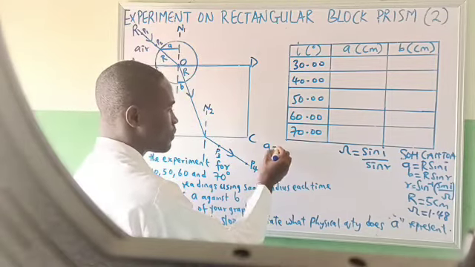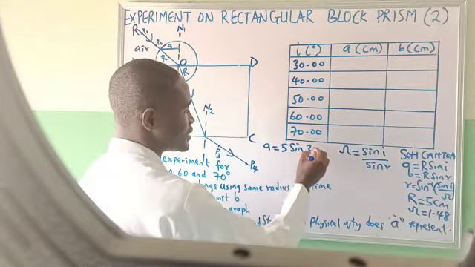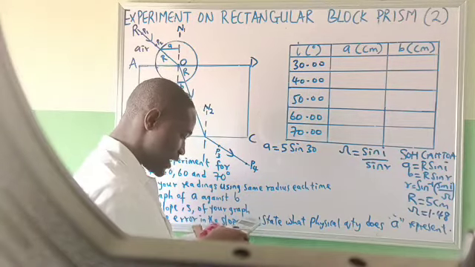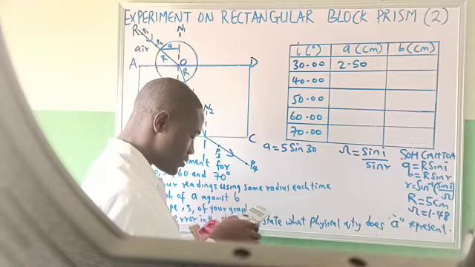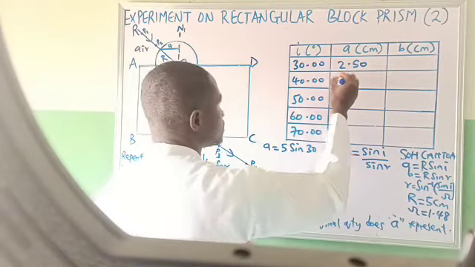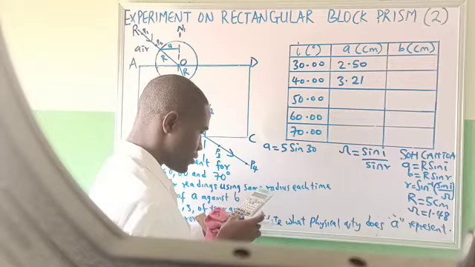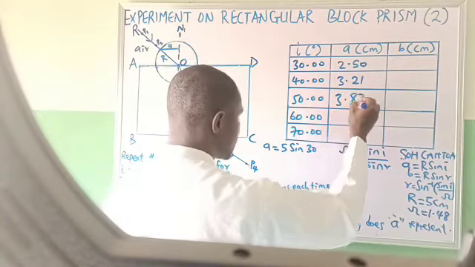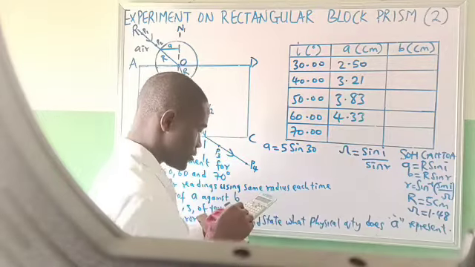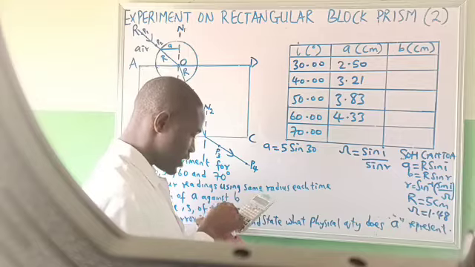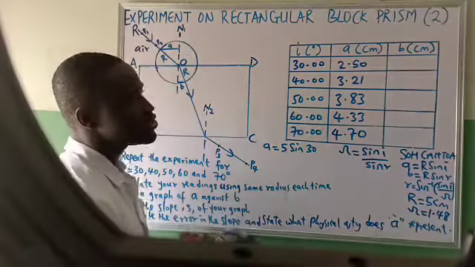now to get our a, we say R is 5, sine what? i is 30, that is the first value. 5 sine 30 is 2.50. 5 sine 40 is 3.21. 5 sine 50 is 3.83. 5 sine 60 is 4.33. 5 sine 70 is 4.70 approximately, that is to 2 decimal places.